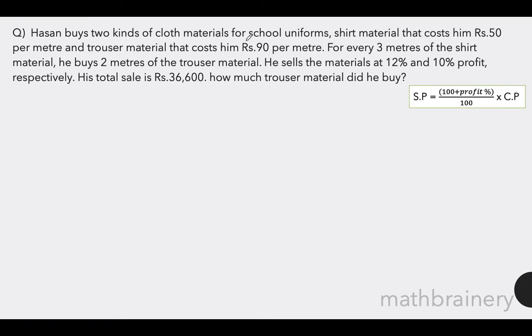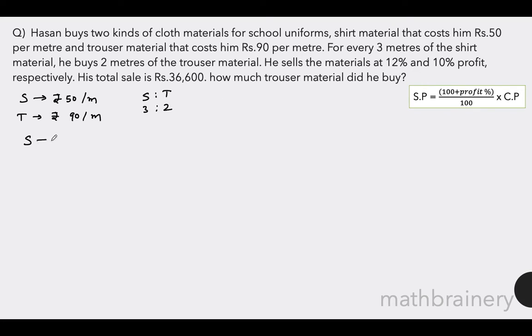Hassan buys two kinds of cloth materials for school uniforms. Shirt material cost him 50 rupees per meter and trouser material cost him 90 rupees per meter. So shirt material is 50 rupees per meter and trouser material is 90 rupees per meter. Now the condition is for every 3 meters of shirt material, he buys 2 meters of trouser material. That means shirt is to trouser are in the ratio 3:2. Length of the shirt material is to length of the trouser material is in the ratio 3:2.